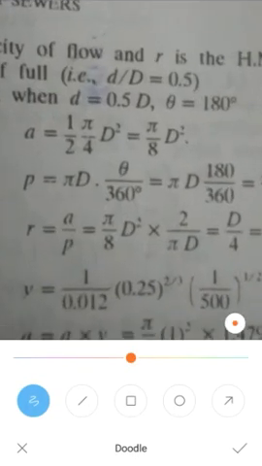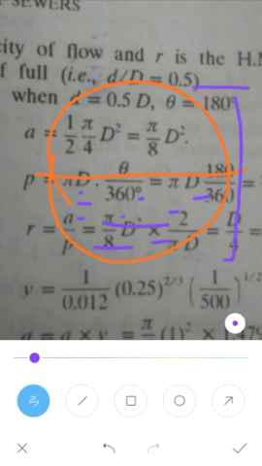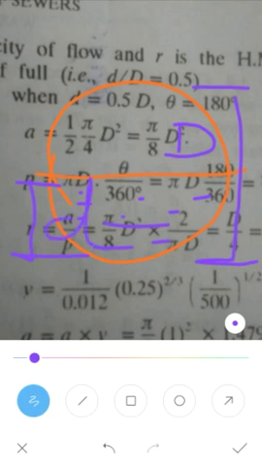See here. I told this is the pipe. Water is flowing, half of it is flowing. Half of it is flowing means this is capital D, and this is small d. So that's why small d is equal to 0.5 times D. That's why it has been written here: d is equal to 0.5 times D. Here it is flowing exactly at half of it.